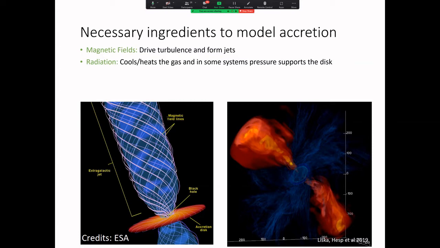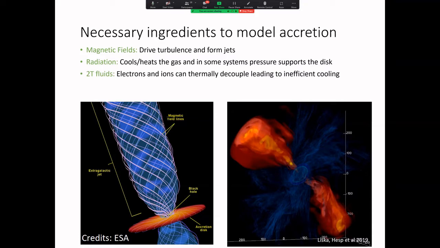In addition, an important aspect for some accretion disks is also radiation, because radiation cools an accretion disk. When the accretion disk cools, it becomes much thinner. Look, for example, at the Earth: the atmosphere is thicker at the equator than at the pole, just because the equator is hotter than the poles. The same thing happens in accretion disks. Hotter accretion disks will be thicker, cooler accretion disks will be thinner.